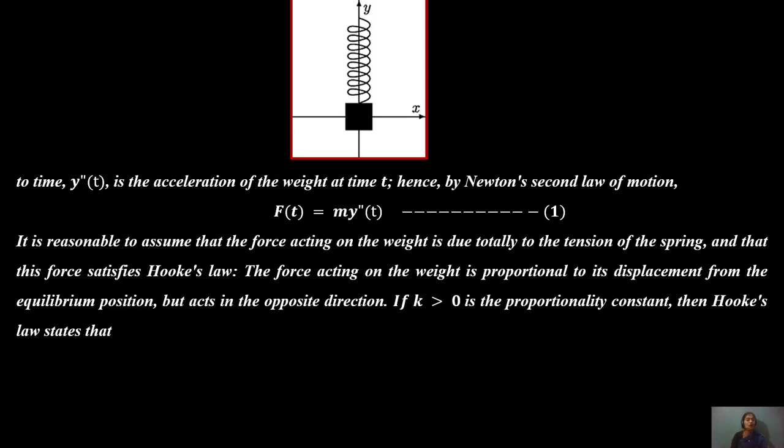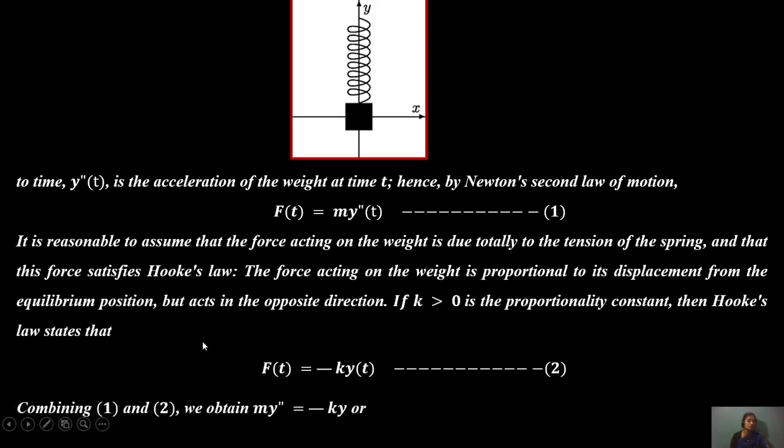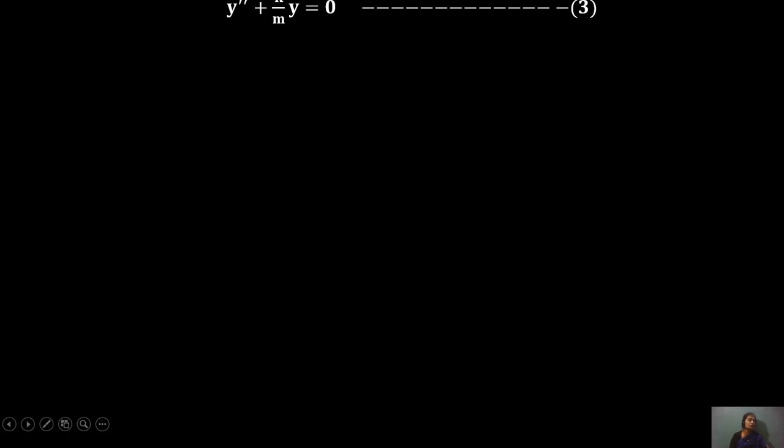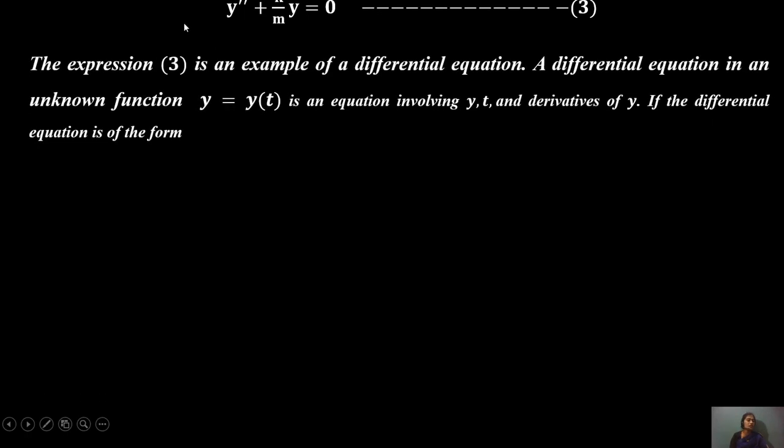The force acting on the weight is proportional to the displacement from the equilibrium position, but acts in the opposite direction. If k is greater than 0, it is the proportionality constant. Hooke's law states that f of t equals minus k y of t. This is the second equation. If we compare the first and second equations, m y double dash of t equals minus k y, and then y double dash plus k by m y equals 0. This is the third equation.